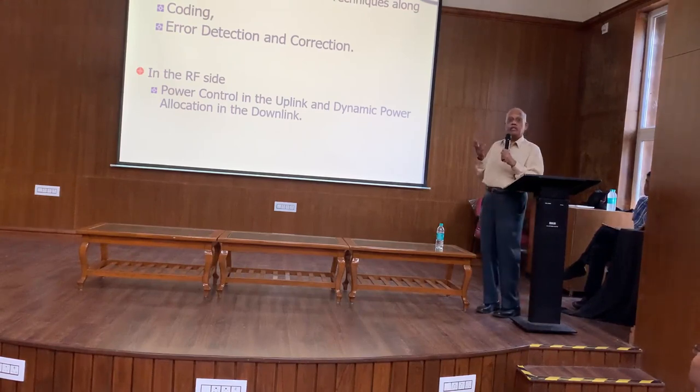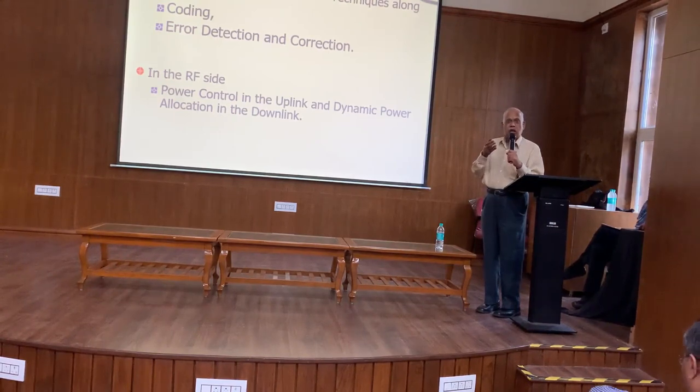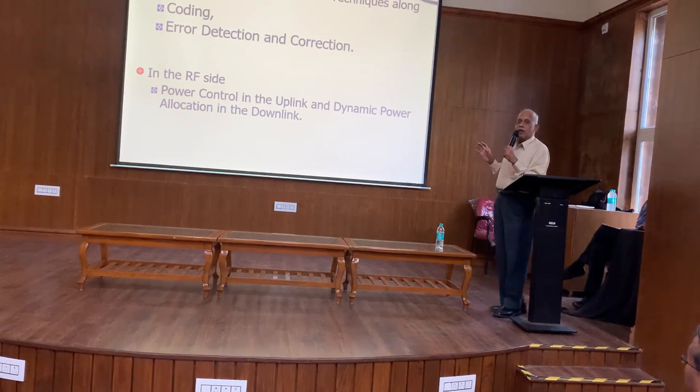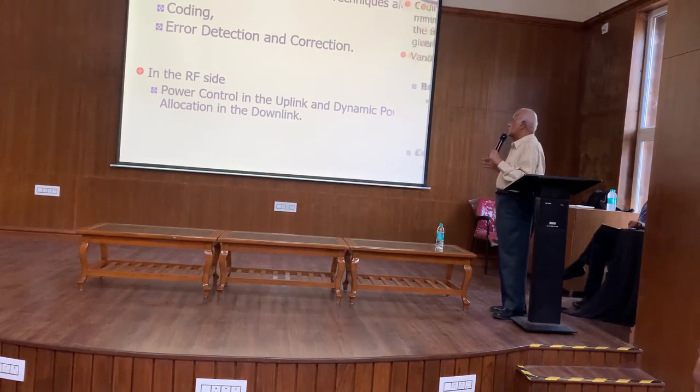How, from where the power will come is a question. It depends on the traffic pattern. If some transponders are not fully occupied, they don't consume all the power, and that power saved can be diverted to another transponder where the power demand is there. This is called onboard processing. Next.